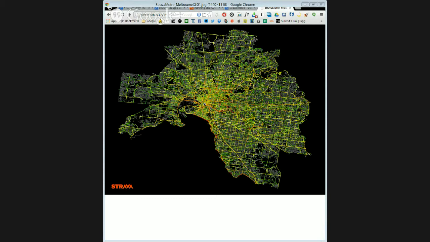Oh, hey, look at that. I put up the heat map from Strava Metro. That's for Australia though, I think. It looks like the Melbourne area. Yeah, that was the one they have on their front page. Yeah, that's the one I used. I don't care that it's not Ottawa, but that is an example of what you can get.